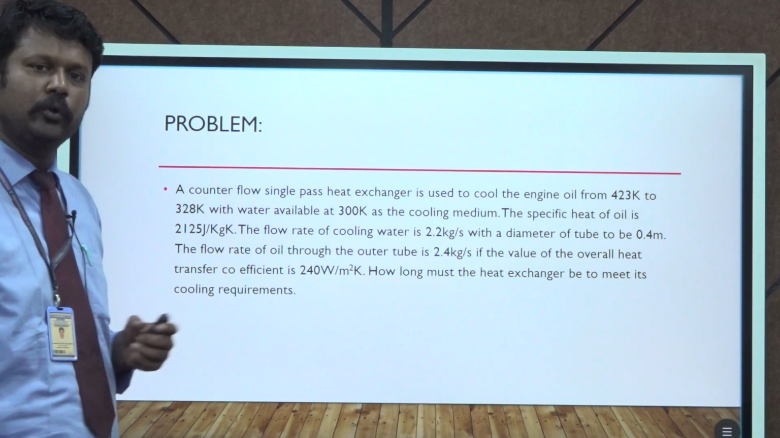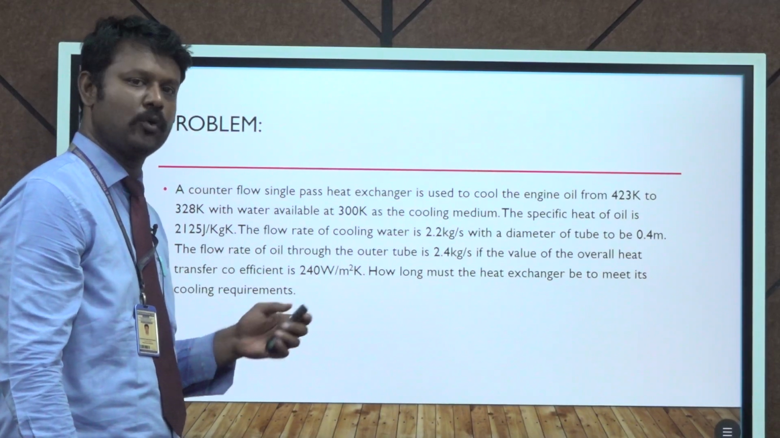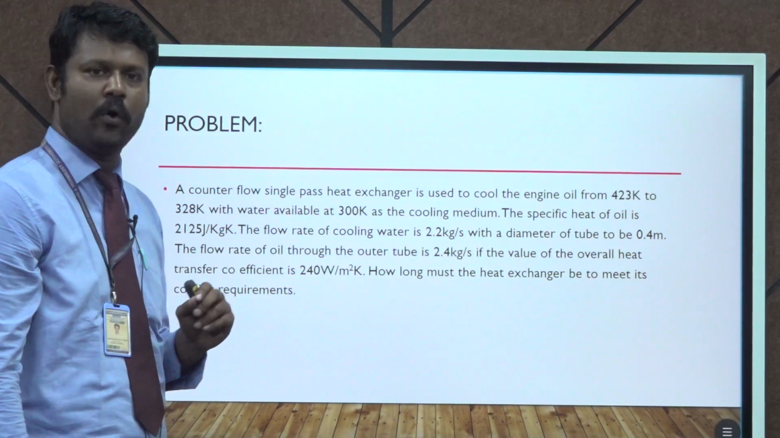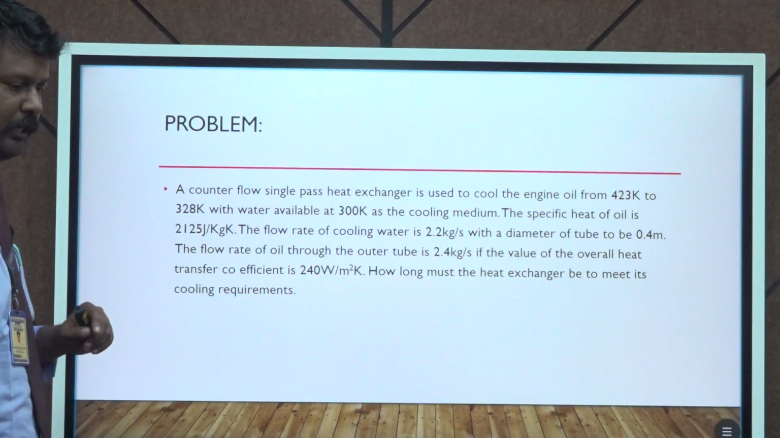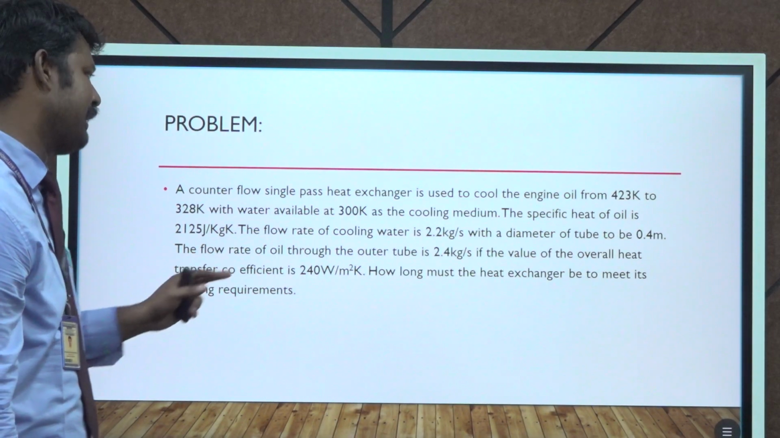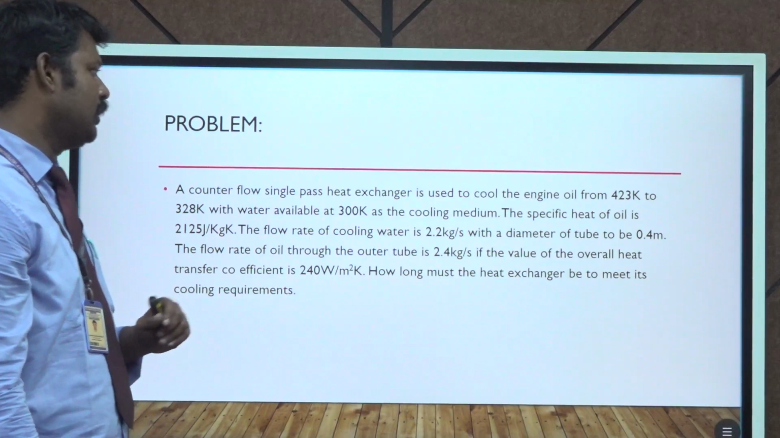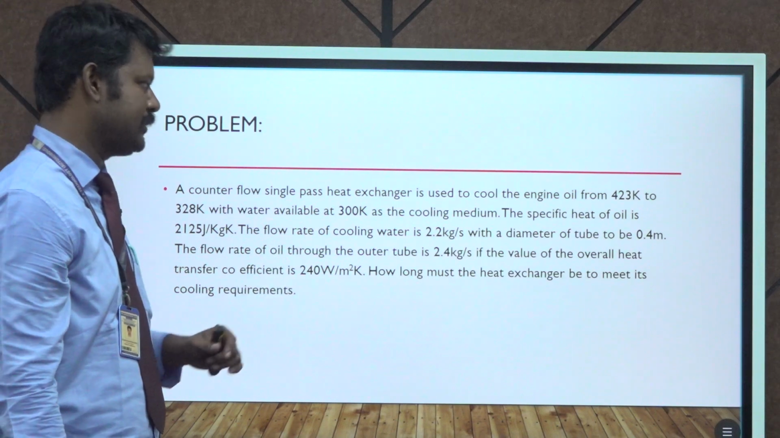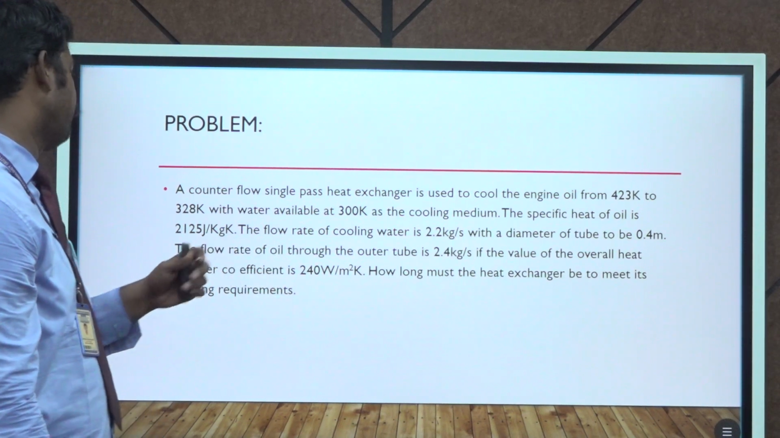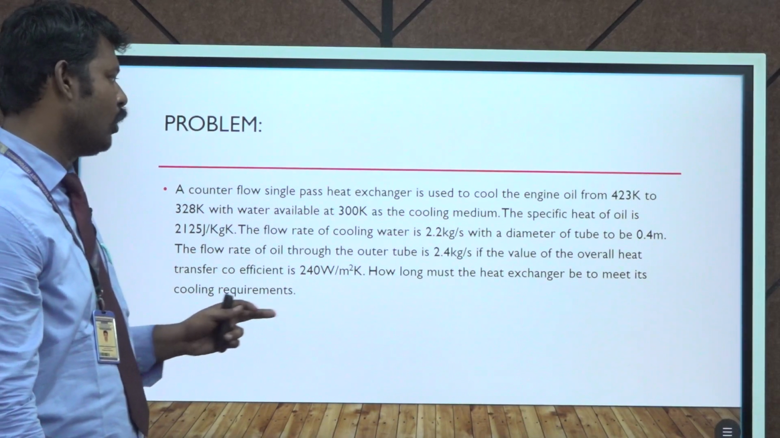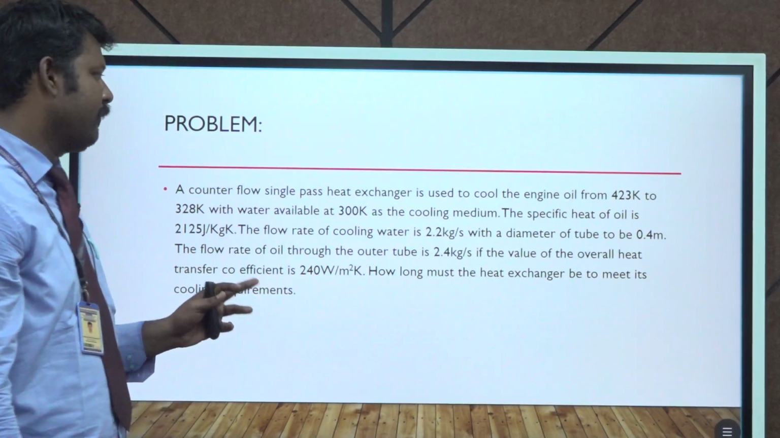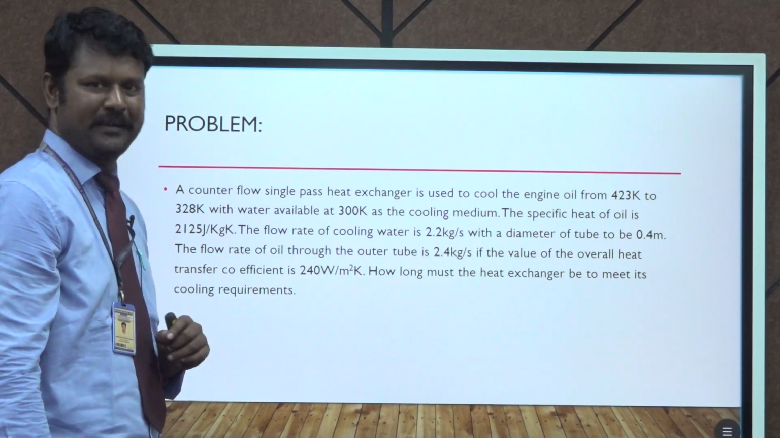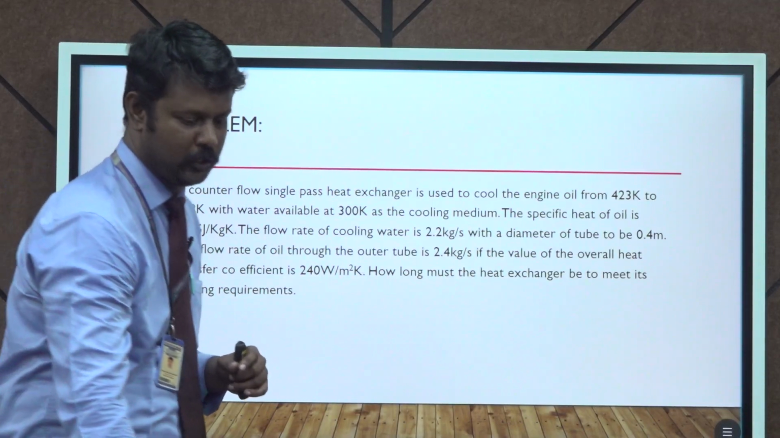Now let us move on to the problem, and we will look into the solution of that problem also. A counterflow single pass heat exchanger is used to cool engine oil from 423 Kelvin to 328 Kelvin with water available at 300 Kelvin as the cooling medium. The specific heat of oil is 2125 joule per kg Kelvin, and the flow rate of cooling water is 2.2 kg per second, and the diameter of the tube is 0.4 meter. The flow rate of oil through the outer tube is 2.4 kg per second. The value of the overall heat transfer coefficient is 240 watt per meter square Kelvin. How long must the heat exchanger be to meet its cooling requirements?